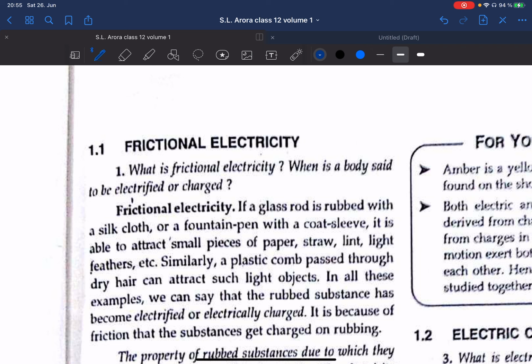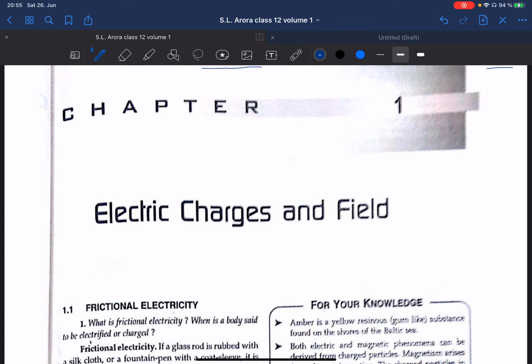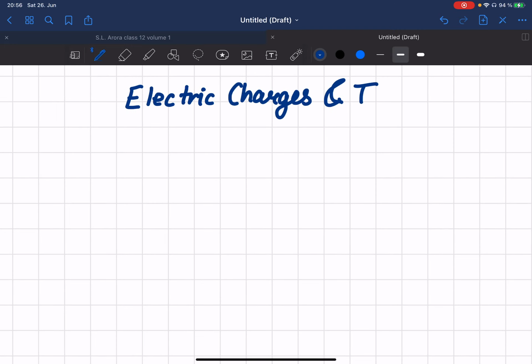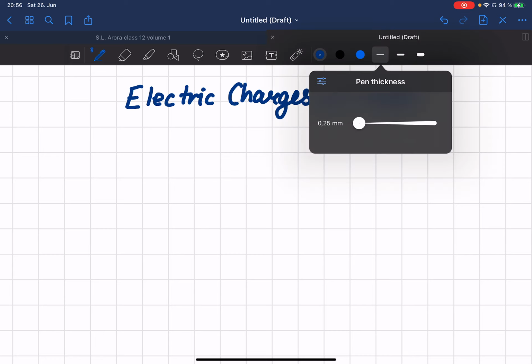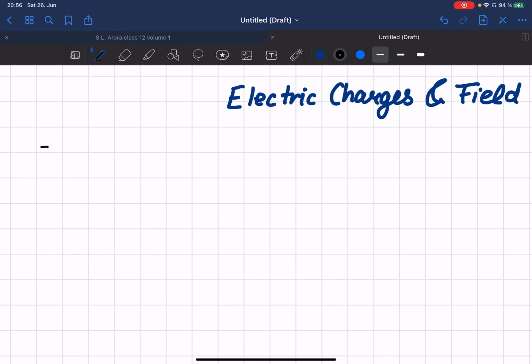So, without wasting any further time, I'll start with the chapter. First of all, I would like to talk about electric charges. Before we start, we don't need to cram this chapter. I don't want you to cram it. It's a very, very amazing chapter. You're going to like it a lot. If you want the PDF of what I'll make, because my writing is not that good, let me know and I'll share it with you.